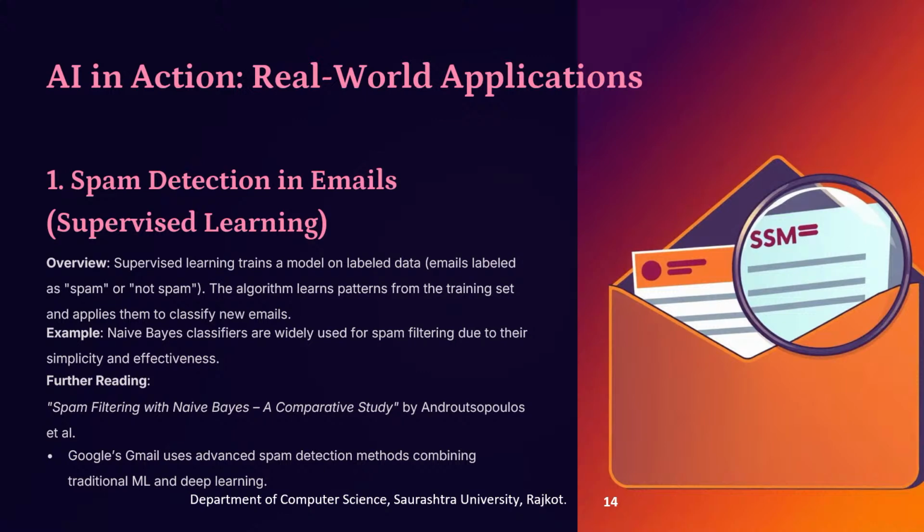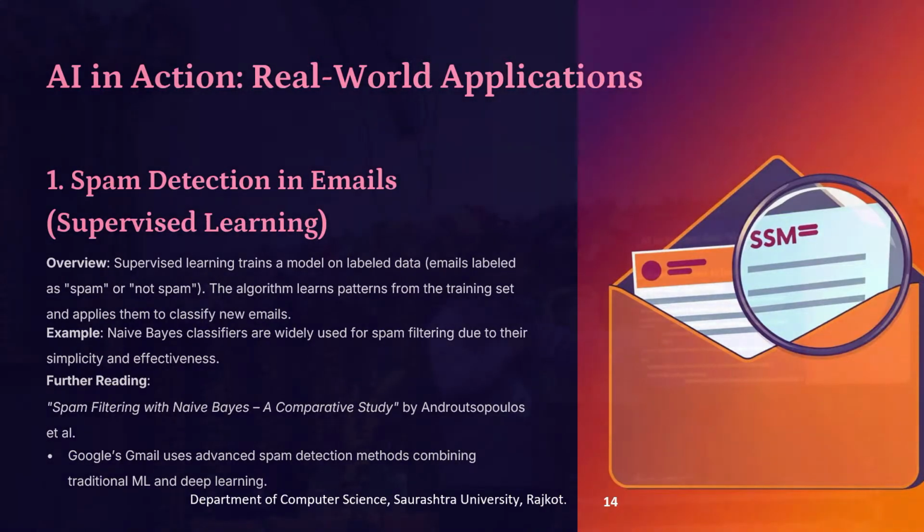You can also apply certain new algorithms and combine them into a hybrid algorithm, and you can test it. If you want further reading, you can see that Google email uses an advanced spam detection method combining traditional email filtering and deep learning. You can see this research paper, which also gives good information: Spam filtering with naive Bayes, a comparative study. From this paper, I took this line.